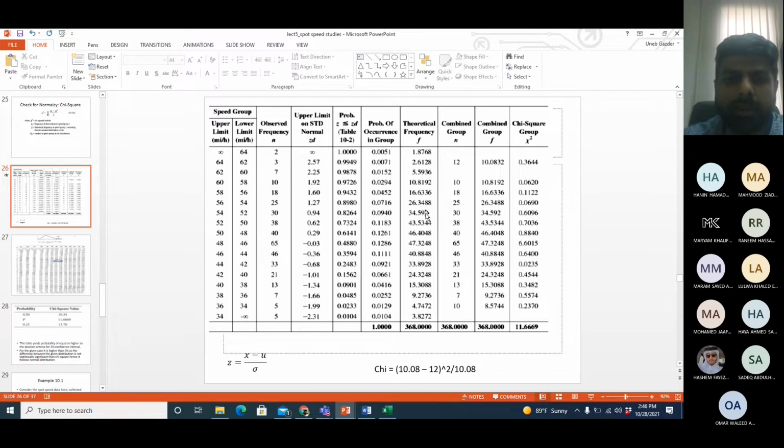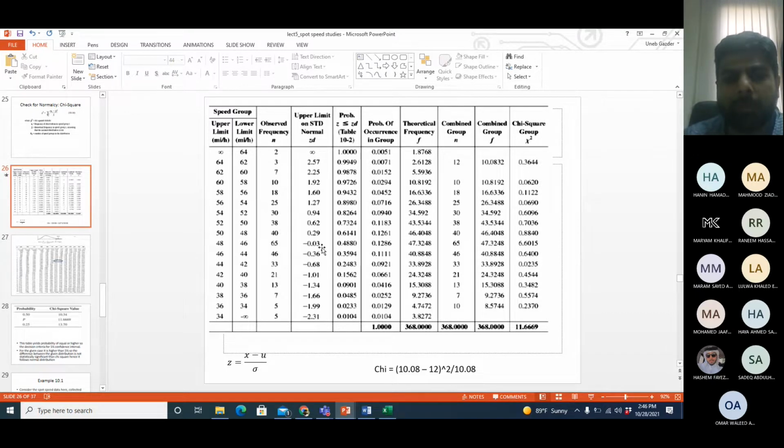So you see 0.99, where is it? 0.9949 for 2.57. Then do the same thing for 2.25, 1.92 and so on. Okay. Now you see some z values are negative as well. Again, there are no negative values in the z table. The z table does not have any negative values. Now what should I do in that case?